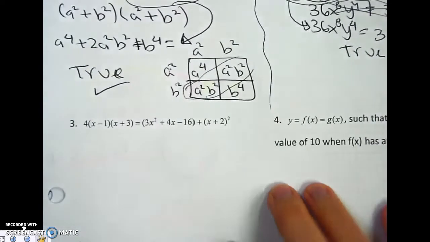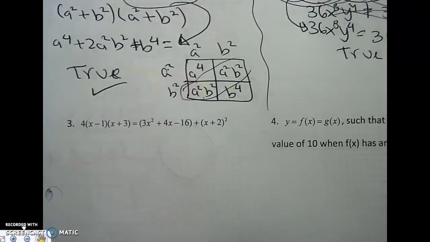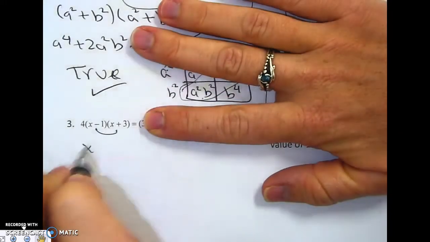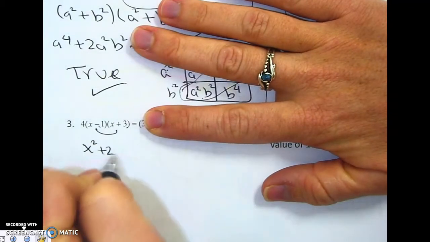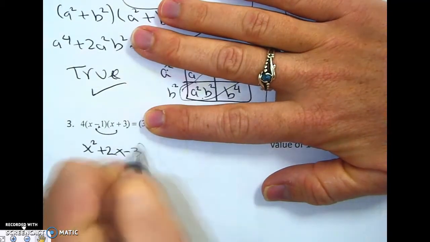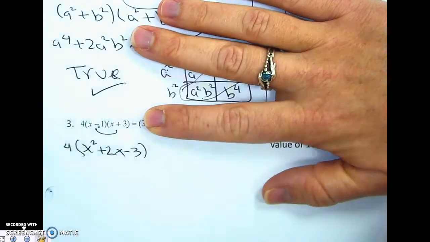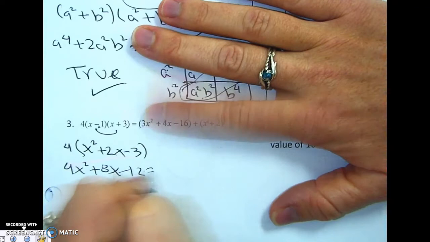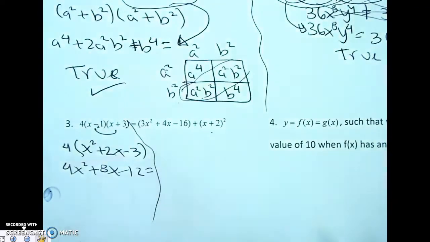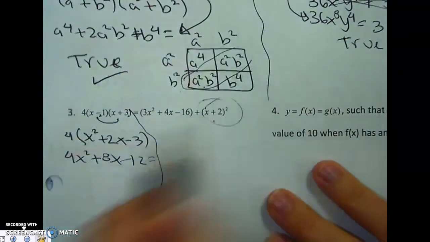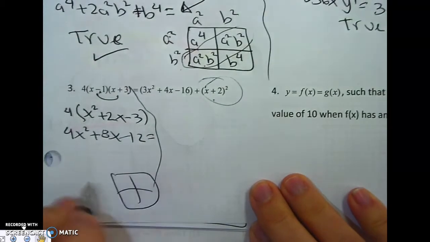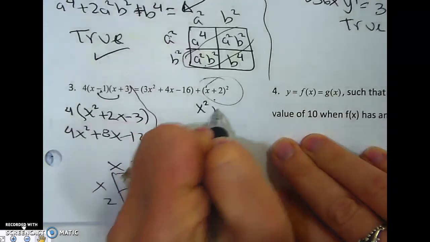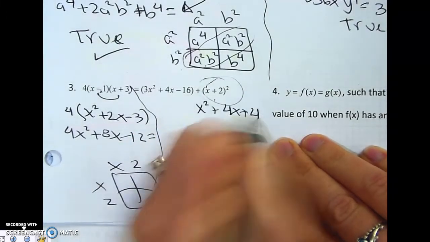This one's a little bit of a workout. If you look, both sides aren't simplified, so I need to simplify both sides. So I'm going to first simplify this side. 2 numbers that add and multiply. And now multiply that by 4. So 4x squared plus 8x minus 12 equals. Now I have to prove that it equals this side. So first thing I'm going to do is I'm going to box this out. So I'll come down here, x plus 2, and I end up with x squared plus 4x plus 4.